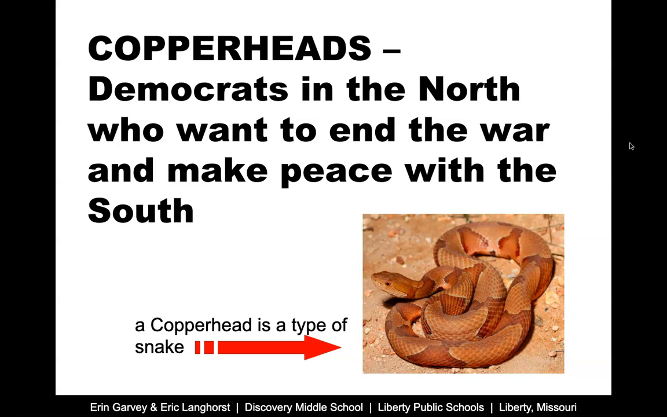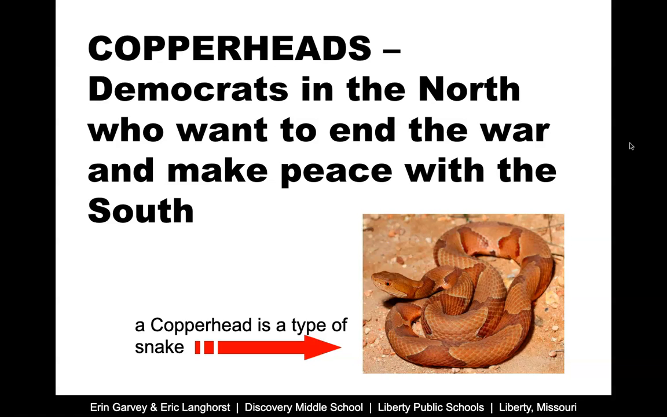There were people in the North that also felt that this should happen. Primarily the Democrats in the North were the ones that wanted this. Lincoln was a Republican. The Democrats were the ones that started to say, well, maybe we should allow the South to just be their own country. We should sign a peace treaty. And those particular people, Democrats in the North that wanted to end the war, became known as copperheads. So a copperhead is a snake.